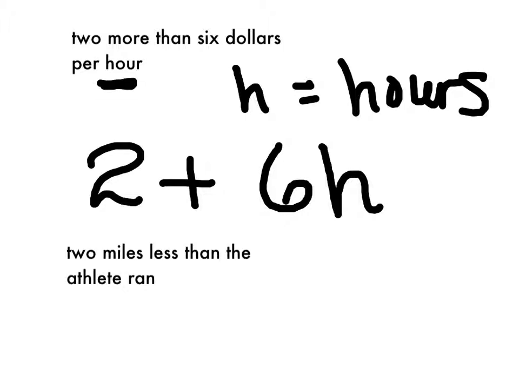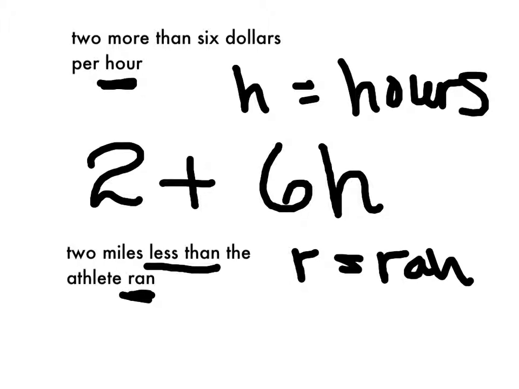And here's another one: 2 miles less than the athlete ran. Keyword, less than. The unknown is that we don't know how much they ran. So we could say, let R equal the miles that they ran. And we have 2 miles less than the athlete ran. So less than means a minus, but the trick here is that it's not 2 minus how much they ran, because then we would be in a negative zone. It's actually 2 from the miles that they ran. So we would write R minus 2.